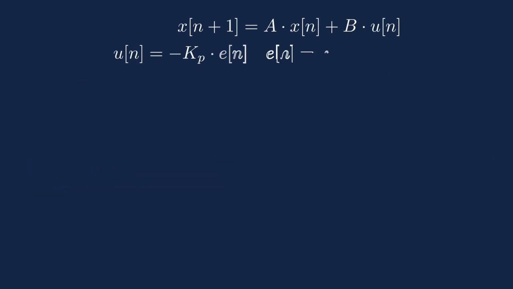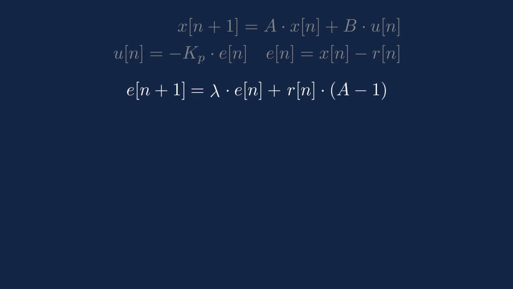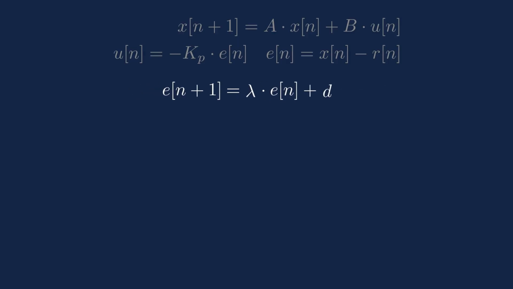We will again start with our linear state space system and define our error dynamics. To keep the math smaller, let's replace A minus BK with lambda, and the extra forcing term, R times A minus 1, with D, stating that the reference is constant in this instance.